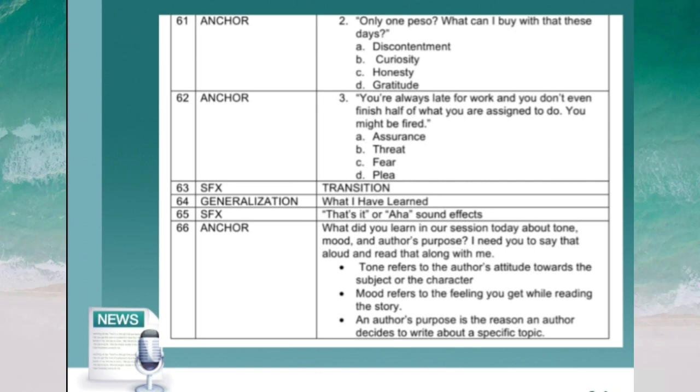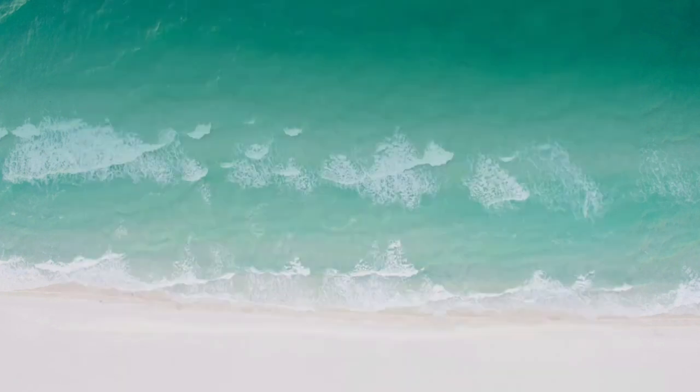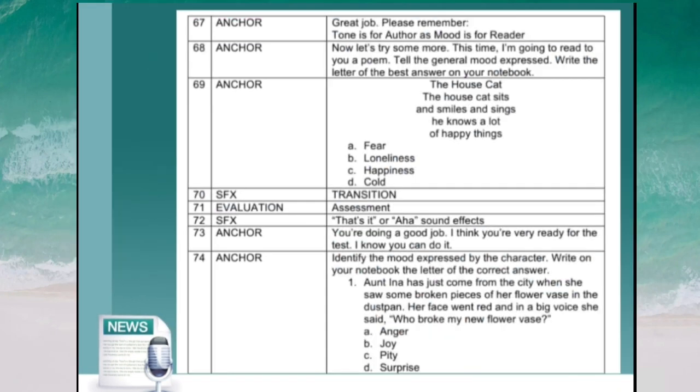What I have learned. What did you learn in our session today about tone, mood, and author's purpose? I need you to say that aloud and read that along with me. Tone refers to the author's attitude towards the subject or the character. Mood refers to the feeling you get while reading the story. An author's purpose is the reason an author decides to write about a specific topic. Great job!